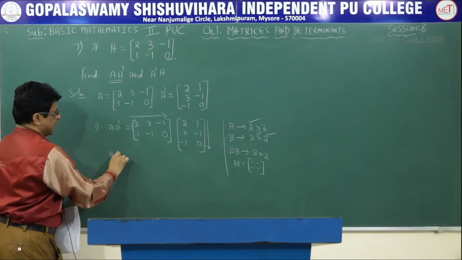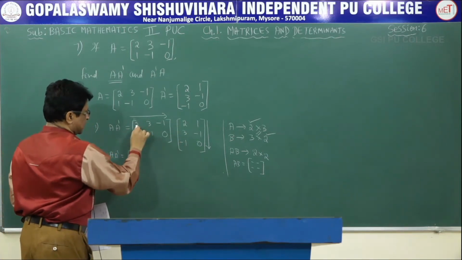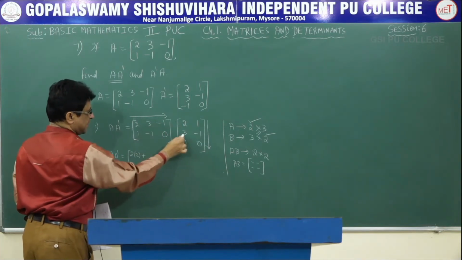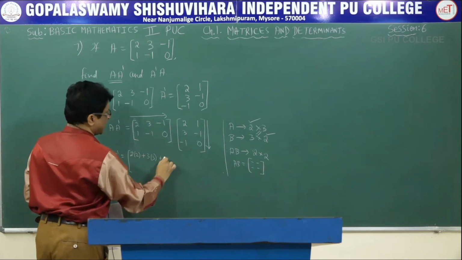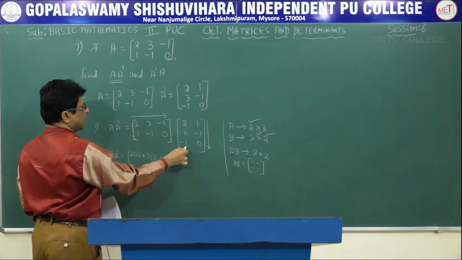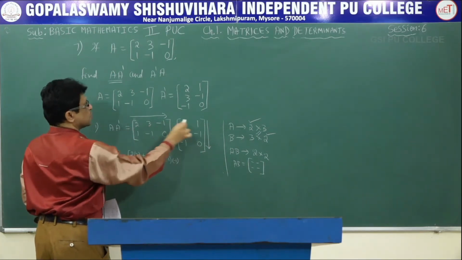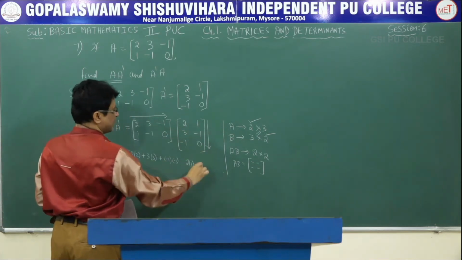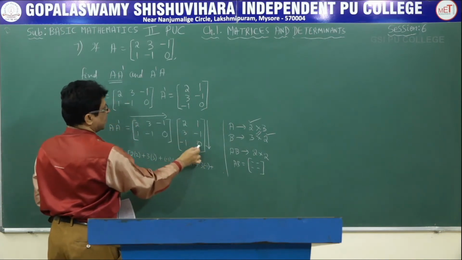So AA dash is equal to first row into first column, that is 2 into 2 plus 3 into 3 plus minus 1 into minus 1, that is first row first column. Next element will be first row and second column, that is 2 into 1 plus 3 into minus 1 plus minus 1 into 0.